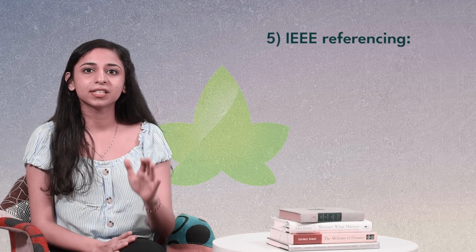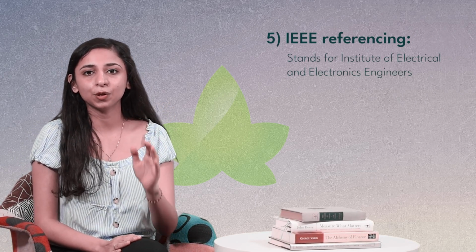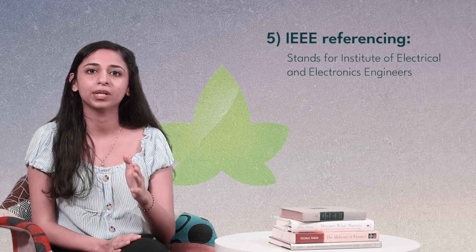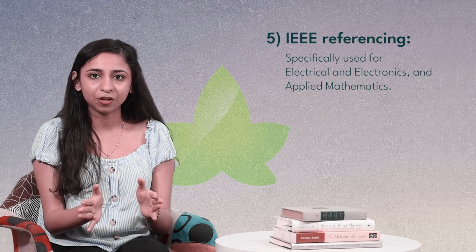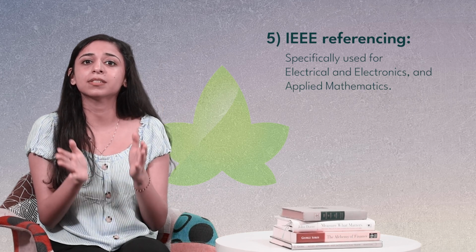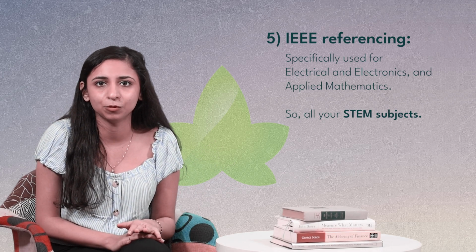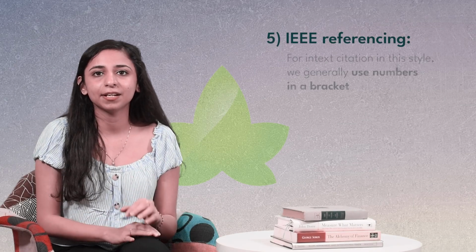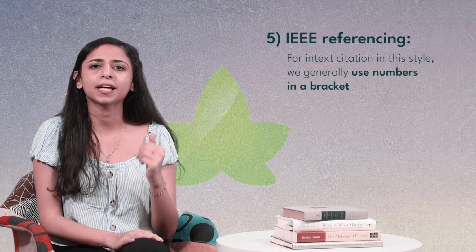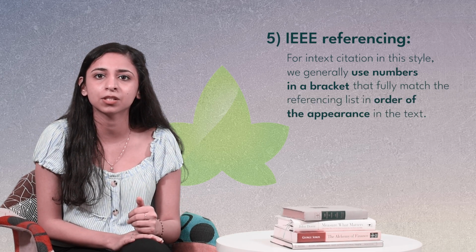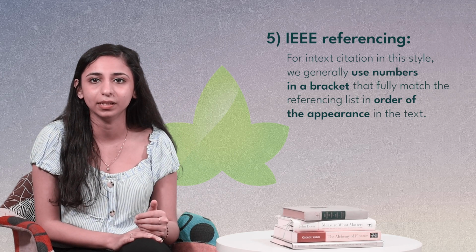The fifth referencing style is IEEE, which stands for Institute of Electrical and Electronic Engineers. It is specially used for electrical and electronics as well as applied mathematics, that is, all your STEM subjects. In in-text citation in IEEE, we generally use numbers in a bracket that fully match the referencing list in order, and it further appears in that list only.